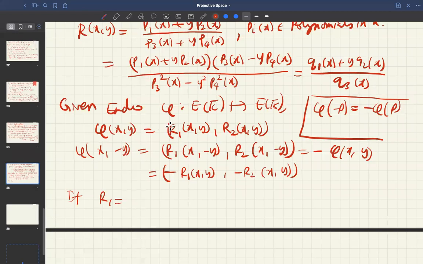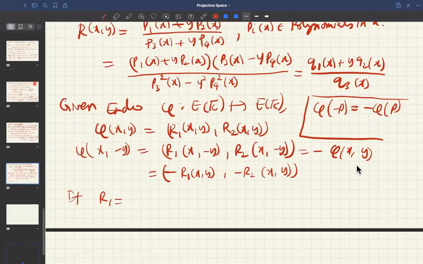Remember that the endomorphism is given by these rational functions R1, R2. So phi is an endomorphism, and we have phi of minus P is minus of phi of P. So if P has coordinates (x, y), then minus P has coordinates (x, minus y). So phi of (x, minus y) has to be the same as minus of phi of (x, y). That's what I'm saying.